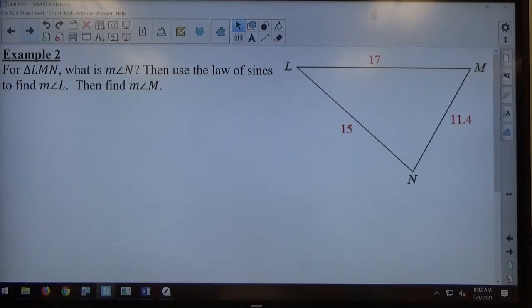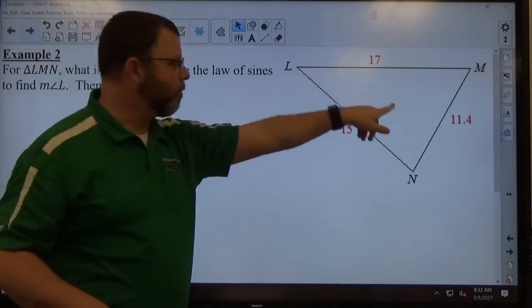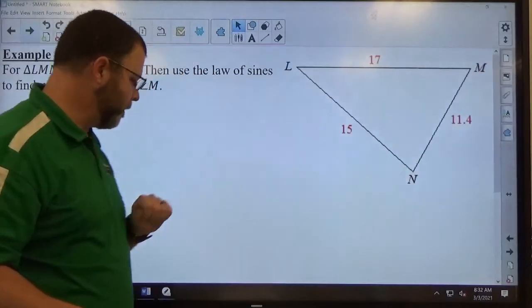All right. You can find any one of the three angles you want to, but if you go ahead and find the biggest angle immediately, then you don't have this possibility of using law of sines improperly later. So if I got a side, side, side, no matter what they tell me to do, I'm going to find the biggest angle first, which is opposite 17.